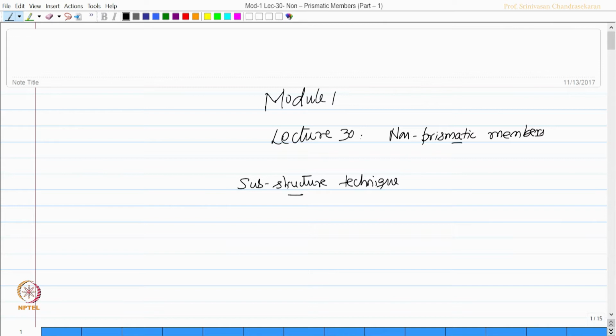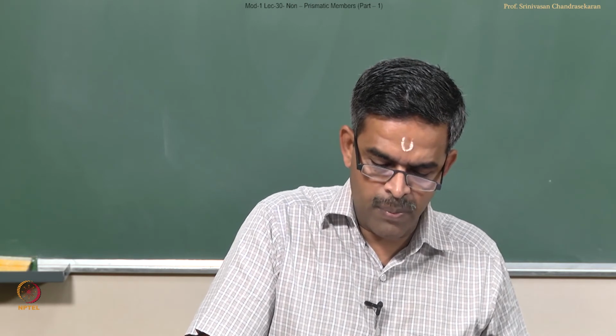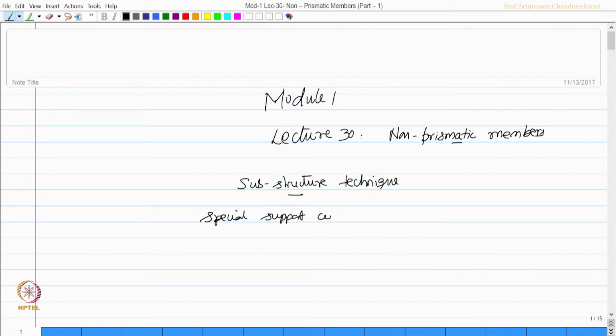What is a substructure technique? The one which you discussed in the last lecture, that is a problem with special boundary condition or special support conditions, can be handled as a conventional problem by partitioning the matrices. Okay, this is what we call a substructure technique. Let us take an example problem and solve this using the computer code.